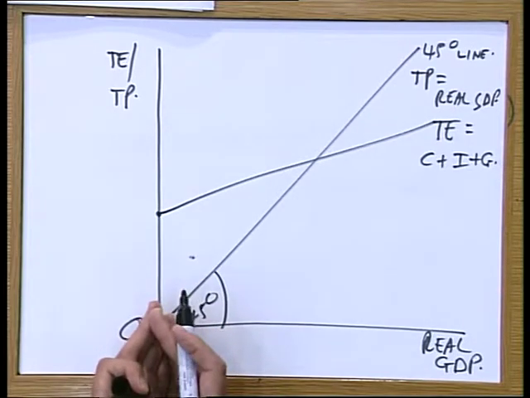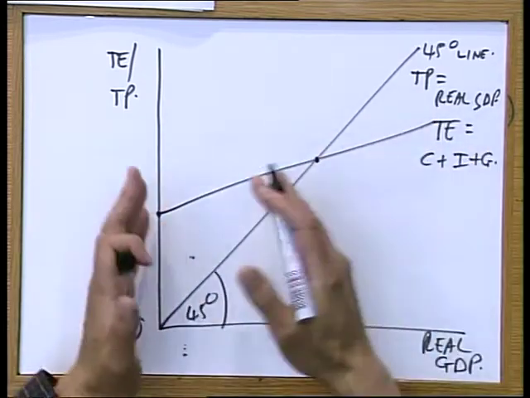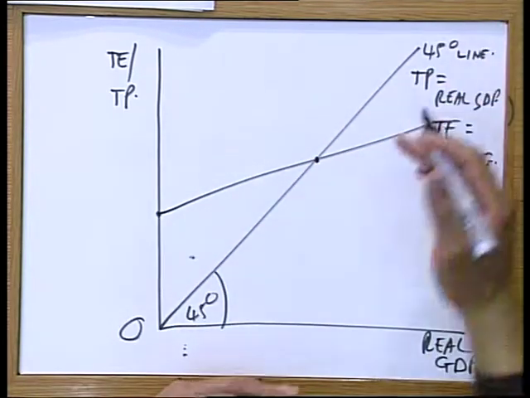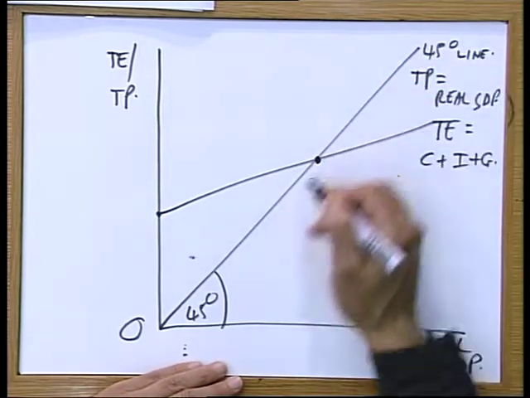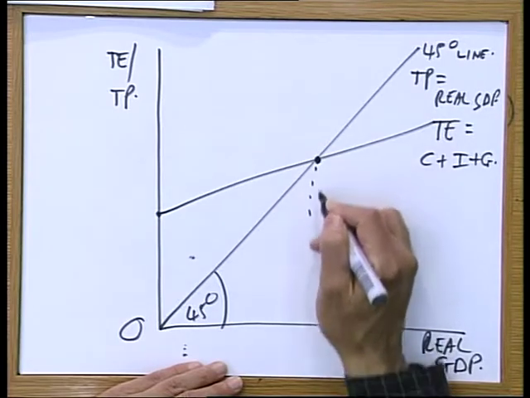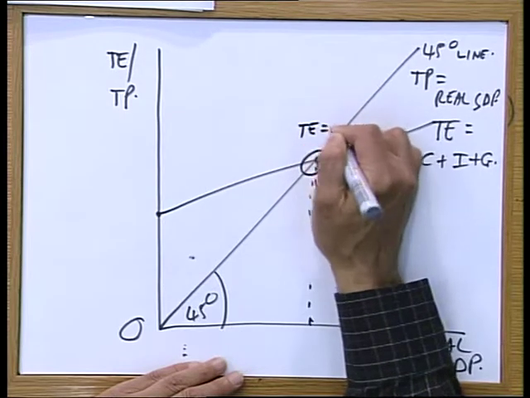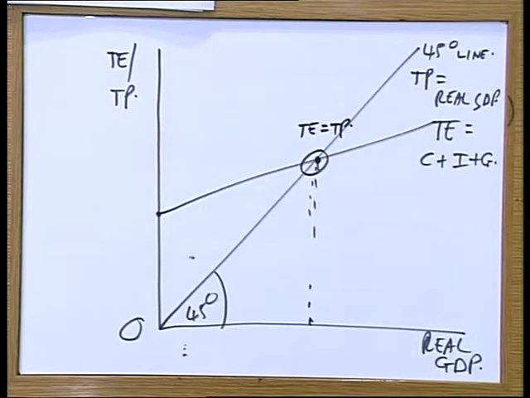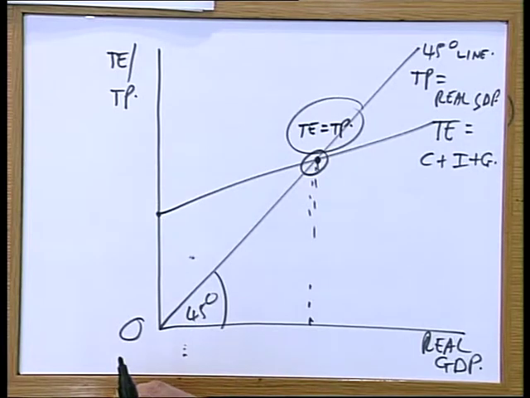Okay. So the implication of that is that the point where the TE curve intersects the TP curve is where the economy is in equilibrium. So where the TE curve intersects the TP curve, that indicates the economy in equilibrium, where TE is equal to TP. Okay, so this is one state of the economy according to total expenditure and total production. When the economy is in equilibrium, total expenditure is equal to total production, to real GDP.